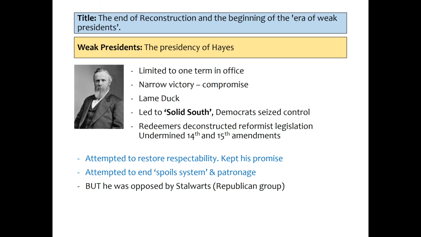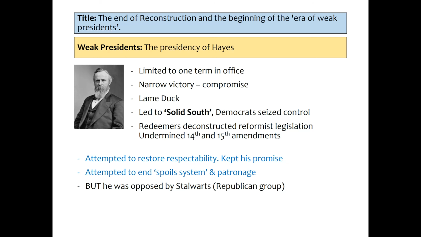Because of Hayes, the Redeemers deconstructed the reformist legislation. They were able to undermine the 14th and 15th Amendments, not legally. Legally they are still there, but they are not enforced. The principles of the 14th and 15th Amendments aren't kept. And so Hayes can be called a weak president. He is unable to do very much. The only things he does do, he keeps his promise, and that means he's restored some respectability to the presidency.